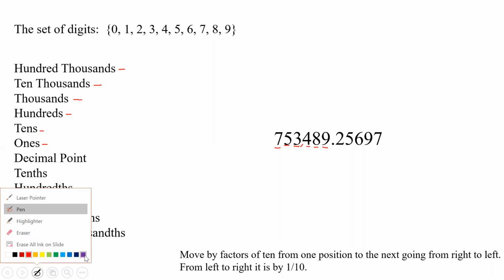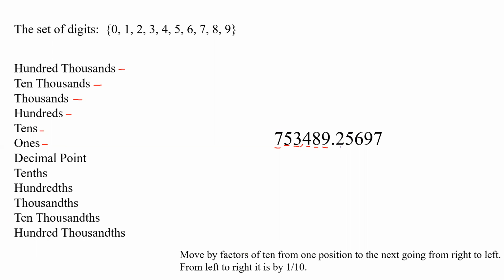Now if we go to the right, we're going to go to the tenths, which is going to be the 2, so that's the tenths position. Then next one over, we're going to move by factors of 10, so that's going to be the hundredths position. Then we have the thousandths position. Then we have the 10,000ths position. And finally, we have the 100,000ths position.